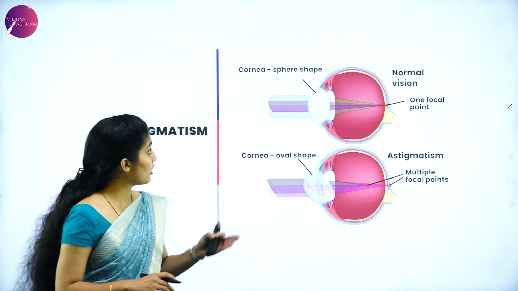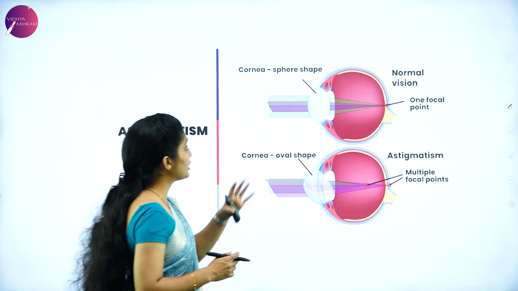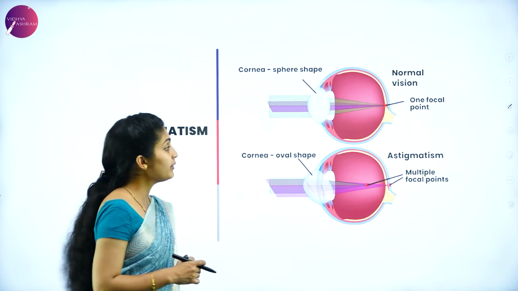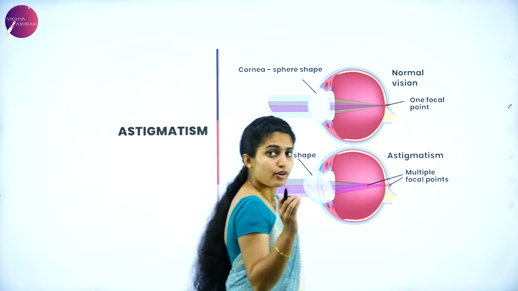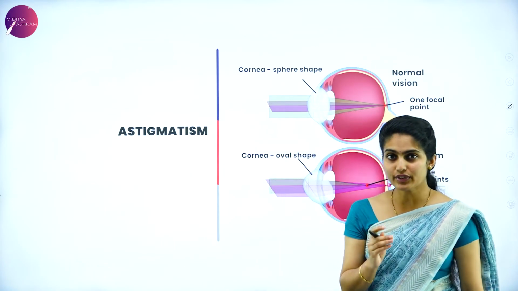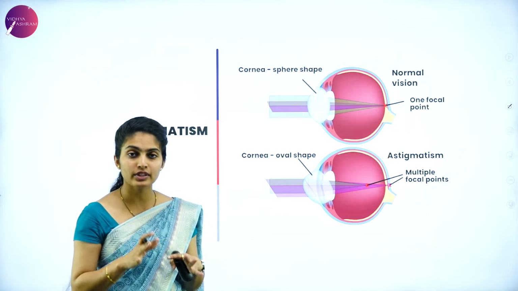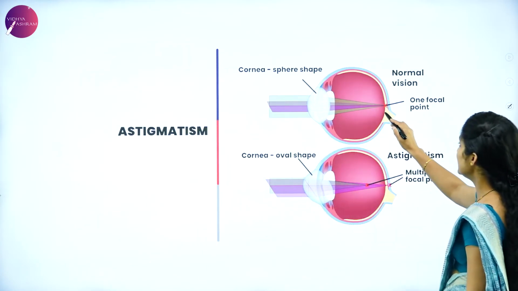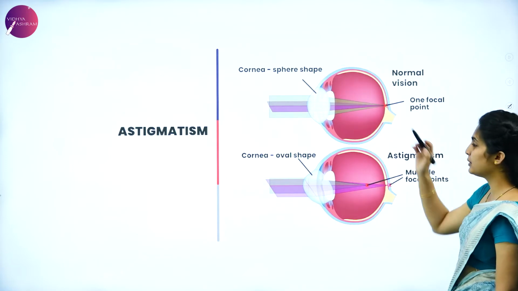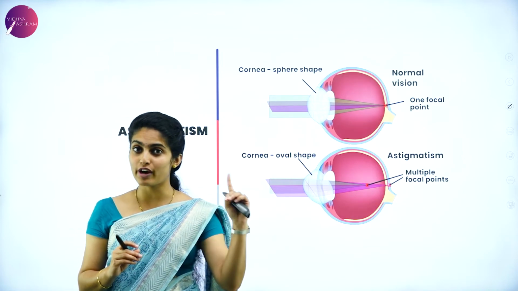After this, we have astigmatism. As you can see in this image, you can see the normal eye as well as the astigmatism point. For a normal eye, the light rays coming from either a farther distance or a nearer distance, if it is normal, the light falls on the retina. So you can see this yellow color over here. This is one focal point. That means a normal eye has only one focal point, okay?